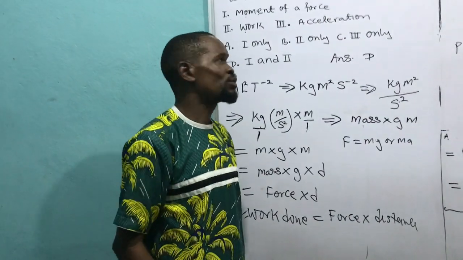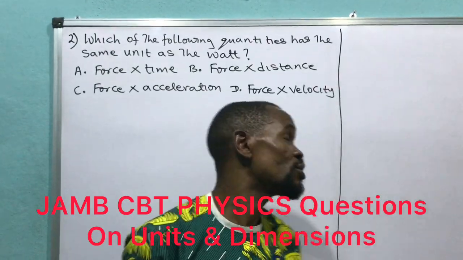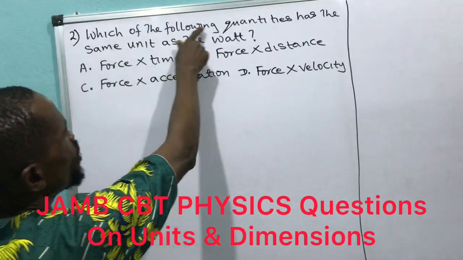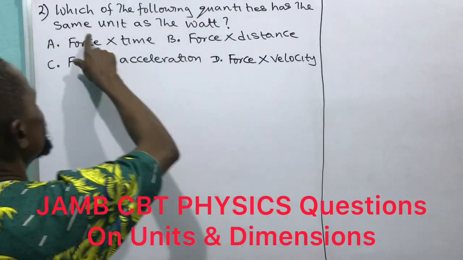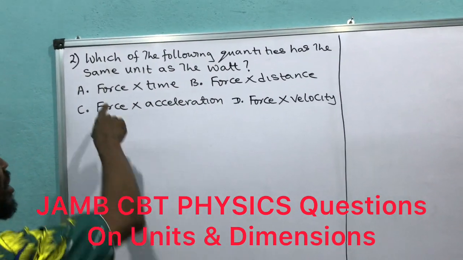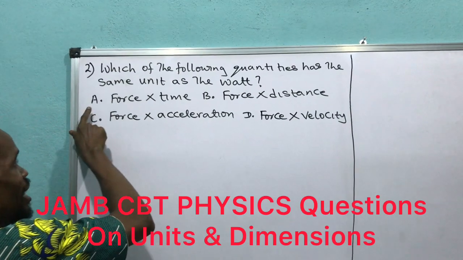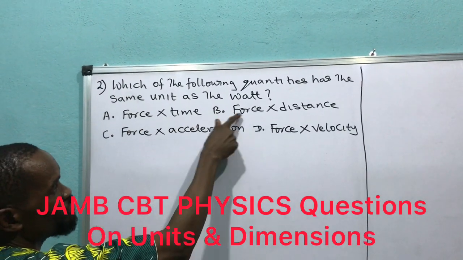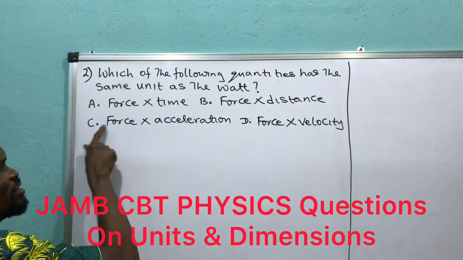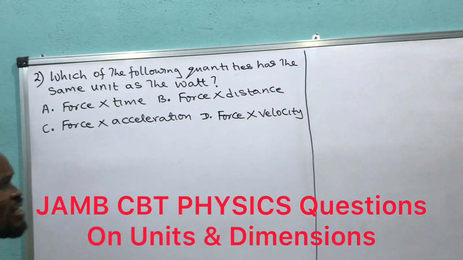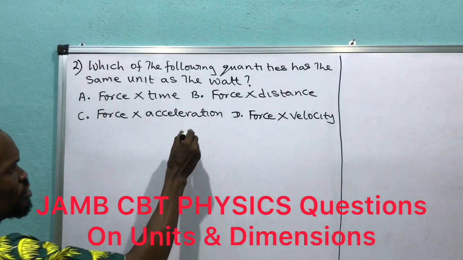Let's go to the next question, question number 2. Question number 2 says, which of the following quantities has the same unit as the work done? Option A, force times time, option B, force times distance, option C, force times acceleration, option D, force times velocity. Let's go to the solution.